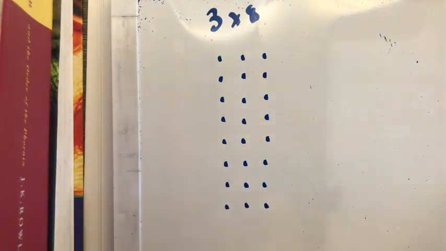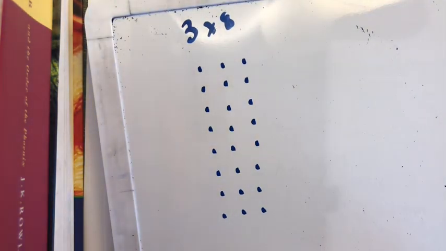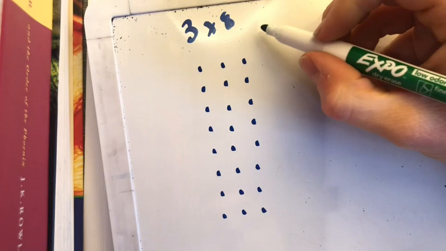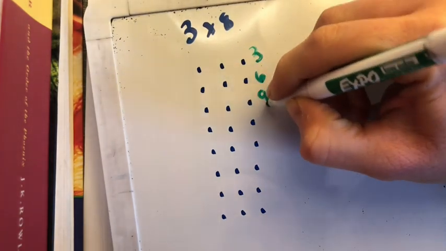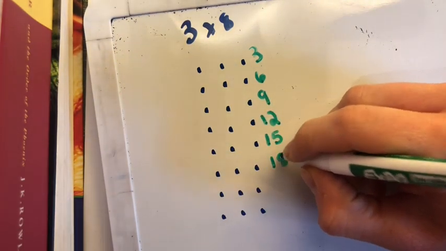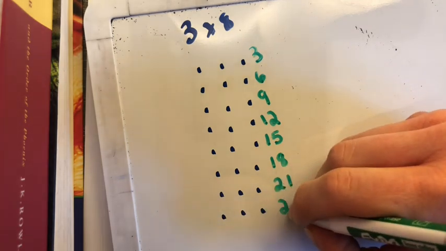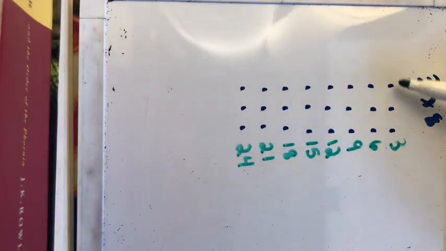Let's go through. I'm just looking for a better marker, but I'm just going to commit to this fraying marker. Let's count. 3, 6, 9, 12, 15, 18, 21, 24. 3 times 8 is 24. If I turn it on its side, 8 times 3 is also 24 because it does not change, right? The number doesn't change. Same number of dots. There you go.